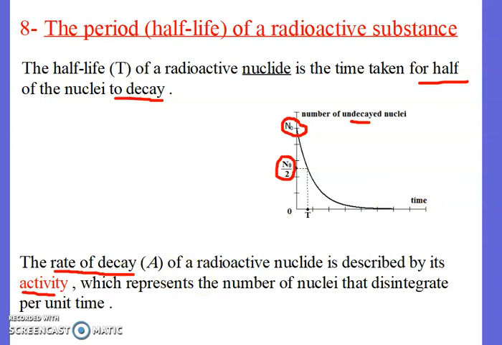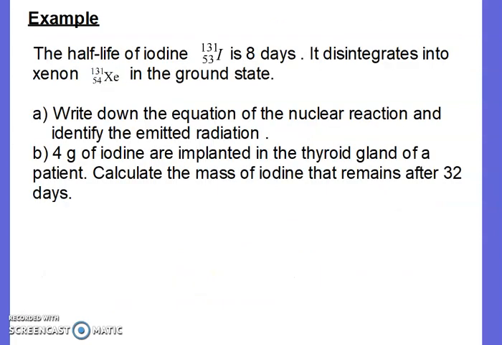Let's make a direct application. Here we have an example. We are given the half-life of iodine is 8 days. It disintegrates into xenon in the ground state. So he said in the exercise, xenon, which is a daughter nucleus, is created in the ground state, meaning no emission of gamma. Part A, write down the equation of the nuclear reaction and identify the emitted radiation or emitted particle. Okay?